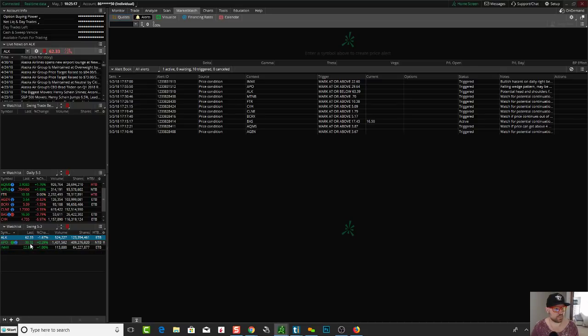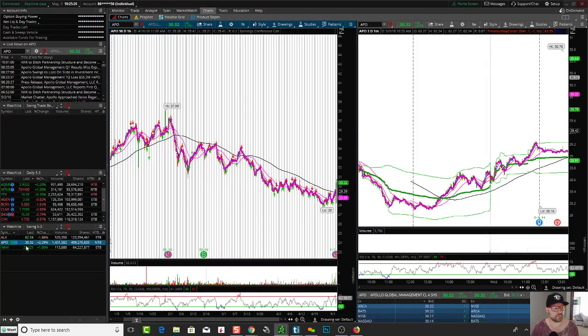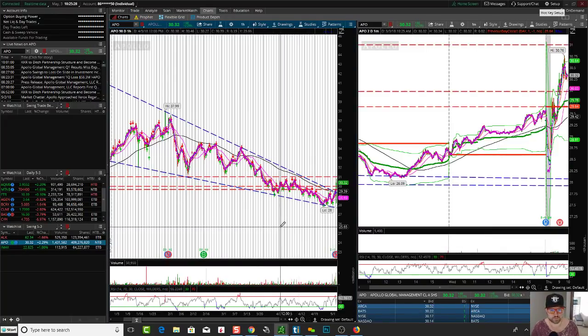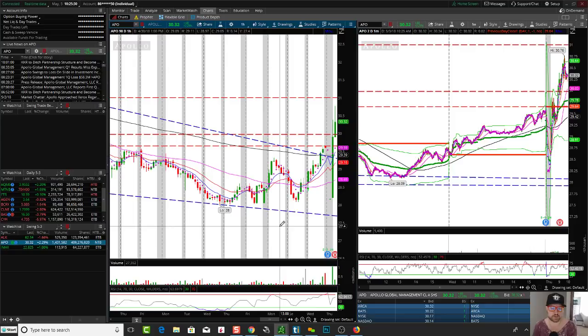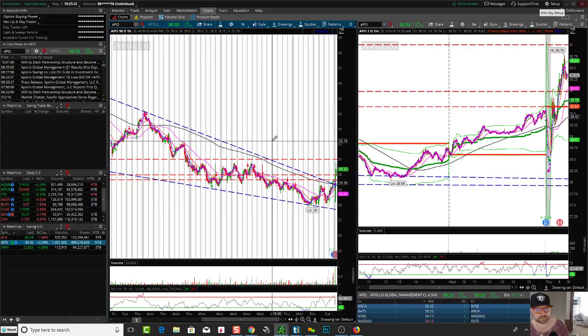APO. That one was at or above 29.64. So what I was looking at over here was a potential break. You can see that kind of falling wedge pattern here. 29.64. I was looking to see if it's going to break out and continue up. It did.